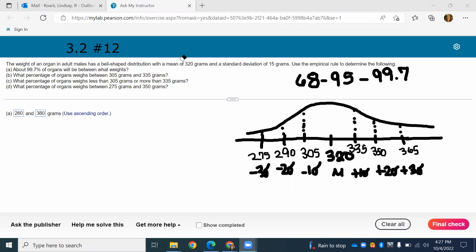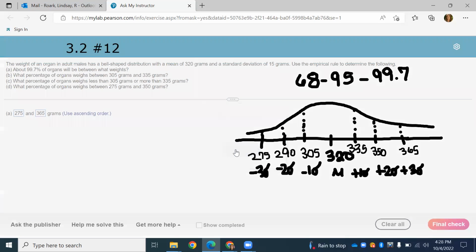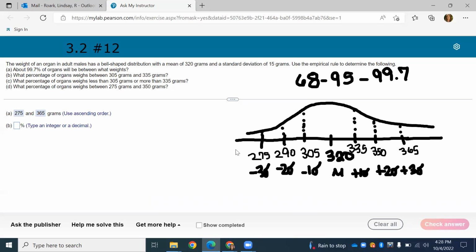Okay, so that is asking us really to find 3 standard deviations below and 3 standard deviations above. And thankfully, we already have them all drawn out, right? So the 99.7% is from 275 to 365. Those are the numbers that we're looking for. Okay, so as long as you have them all labeled, then it's much simpler to identify what they're asking.